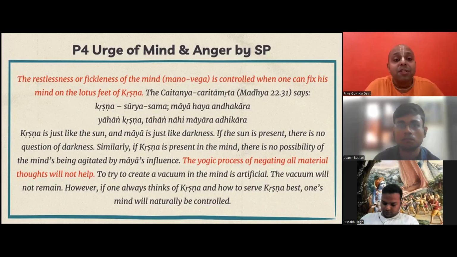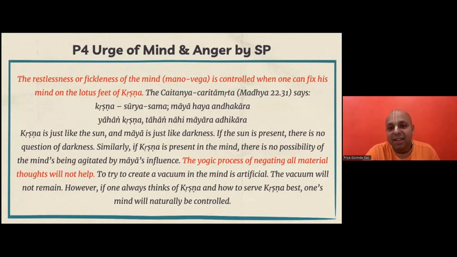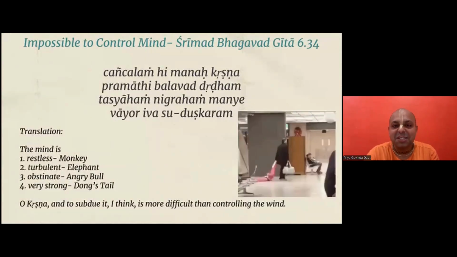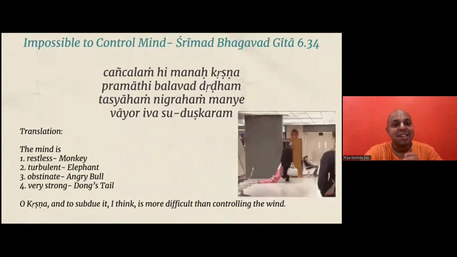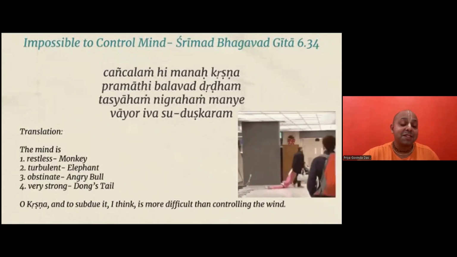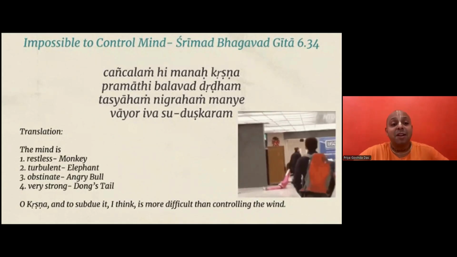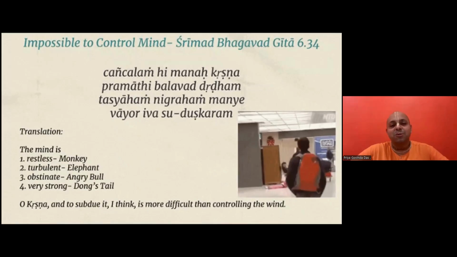Other negation processes will not work. What is this negation process? To neglect the mind. Prabhupada says in one of the purports, to neglect the mind is a solution, but that is not the permanent solution. Why is it not a permanent solution? It is said here, because Krishna tells the mind is so powerful. Arjuna says in the Bhagavad Gita, Chanchalam hi manah Krishna pramathi balavad dridham, tasyaham nigraham manye vayor iva sudushkaram.